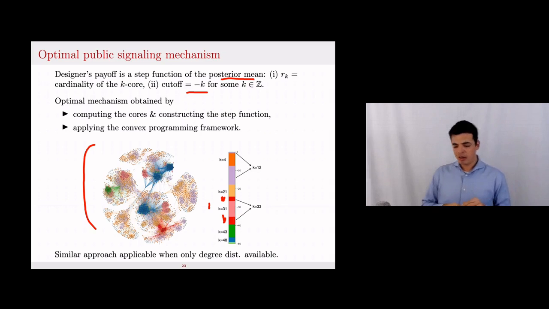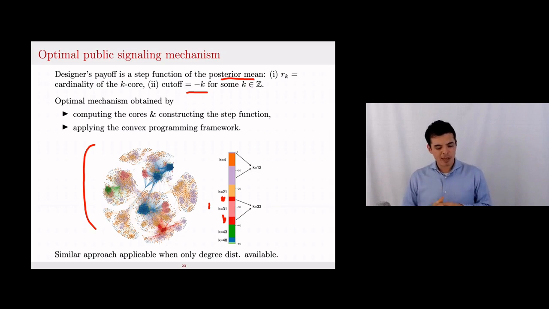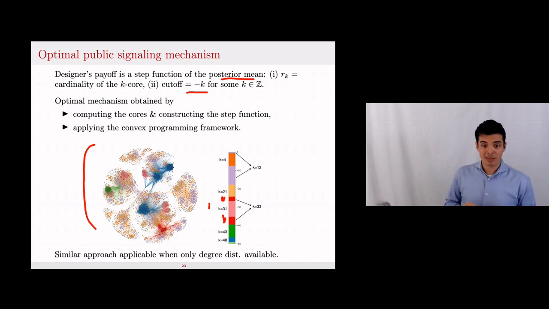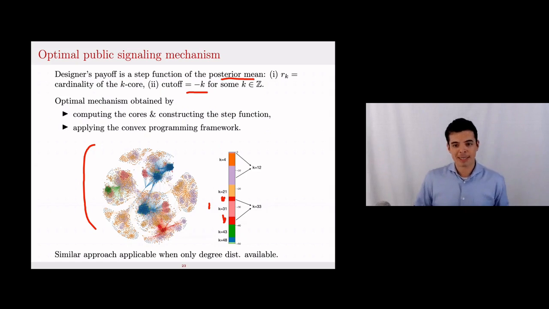I'm not illustrating it here, but a similar approach is also applicable when there is information only about the degree distribution, when the network is not fully known to the designer. And again, there the key ingredient is the same. By using only the degree distribution in large random networks, the designer can characterize the size of the cores of the network asymptotically. Feeding it into the convex optimization problem that I illustrated earlier, one can obtain asymptotically optimal mechanisms. For details, please see the paper.